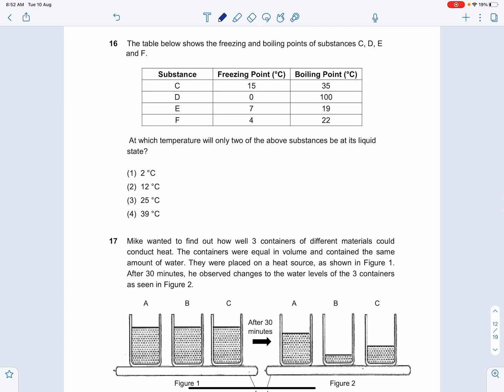Now, the table below shows freezing and boiling points of substances C, D, E, and F. At which temperature will only two of the substances be at its liquid state? Okay, so to do this, I always draw this temperature line to help myself make sense of things. Okay, so I have freezing here. Your freezing point is also known as your melting point. And then I have boiling. And then I will label the states.